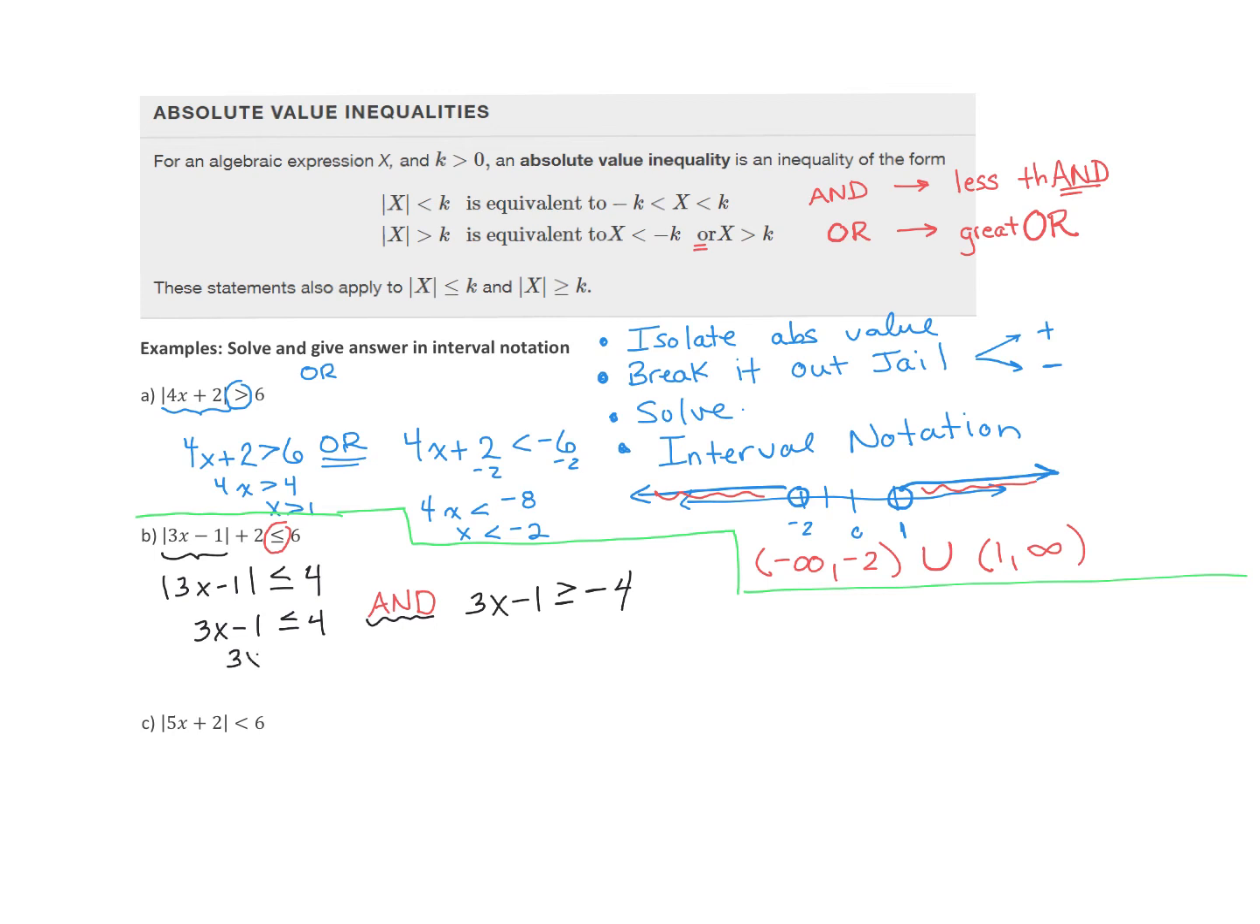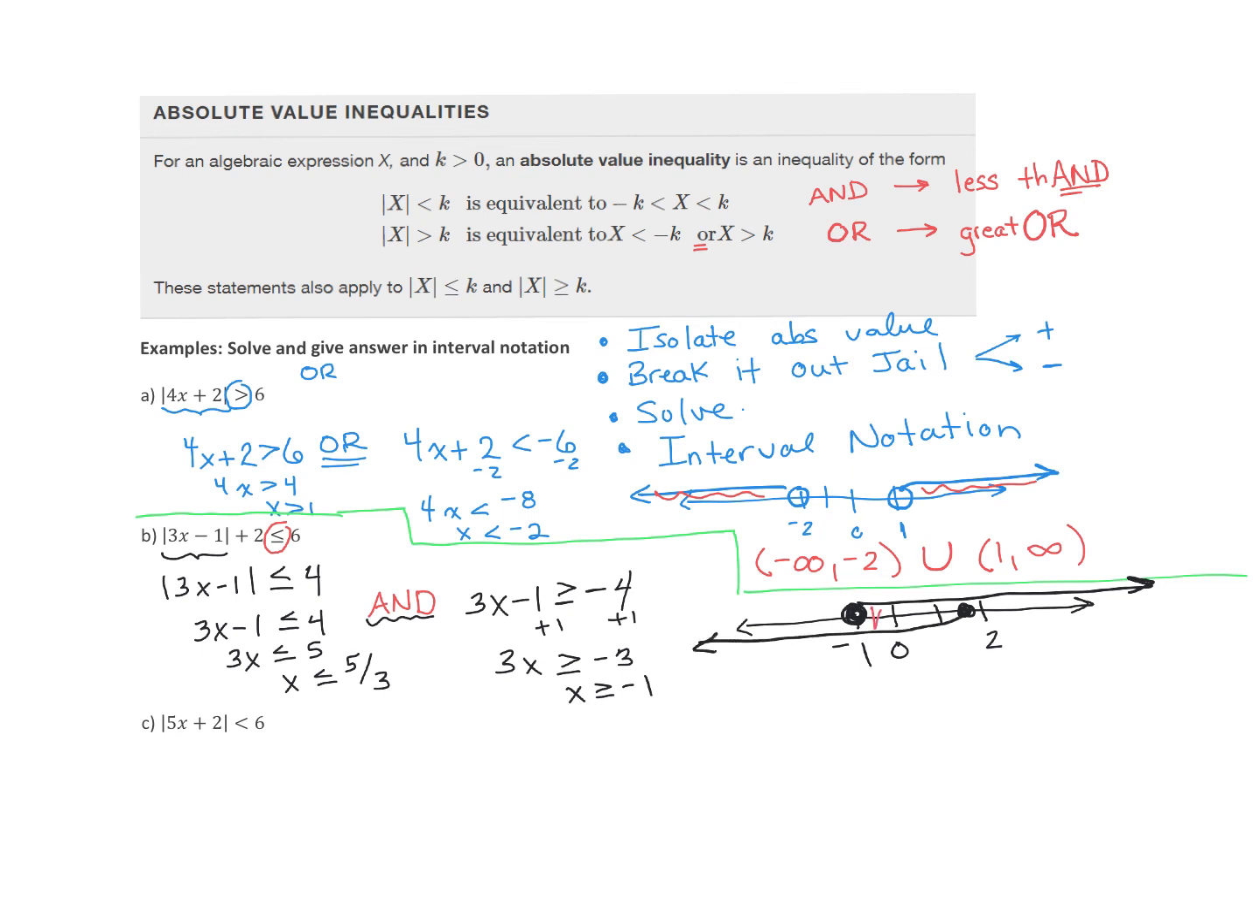So I'm going to add 1 here. 3x is less than or equal to 5, or x is less than or equal to 5/3. Excuse me. And then 3x is greater than or equal to negative 3, or x is greater than or equal to negative 1. So for this one on the number line, I've got greater than or equal to negative 1 and less than or equal to 5/3, which is a little less than 2. And because it's an and statement, I'm looking for the intersection, and my interval notation will be bracket -1, 5/3, bracket.